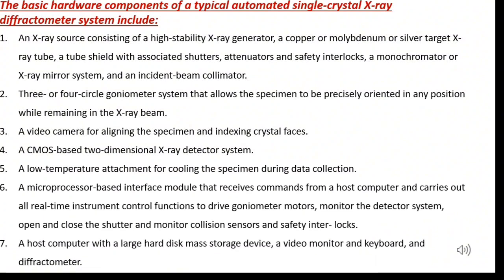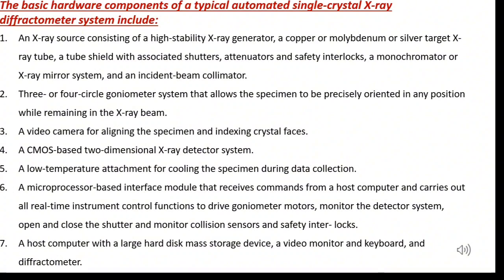The basic hardware components of a typical automated single crystal X-ray diffractometer system include: 1. An X-ray source consisting of a high stability X-ray generator, a copper, molybdenum, or silver target X-ray tube, tube shielded with associated shutters, attenuation and safety interlock, a monochromator or X-ray mirror system, and an incident beam collimator.